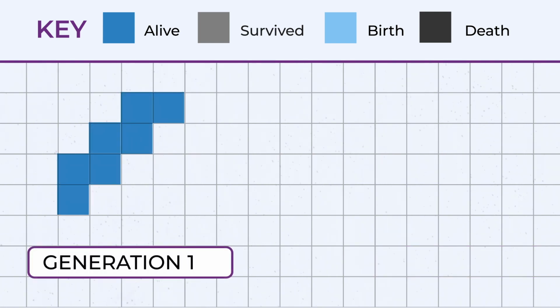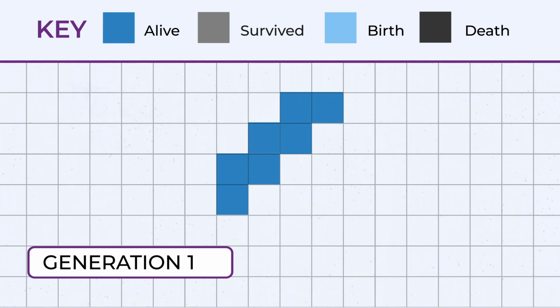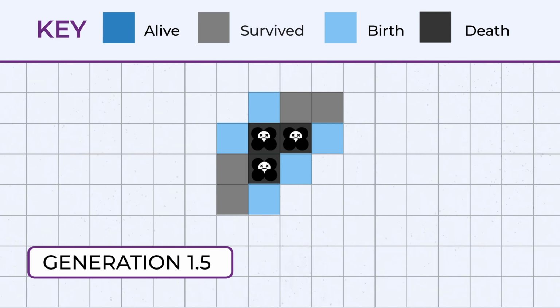Let's say we start out with another pattern with the same number of squares. What do you think this grid will look like after 12 generations? In the first generation, we immediately see something different. We have some squares getting overcrowded and others being born. But these 4 squares in the light gray are just surviving. They stay alive because they have 2 or 3 alive neighbors.